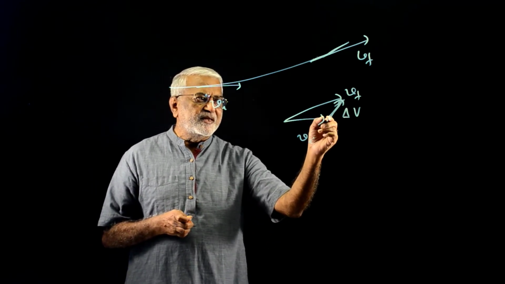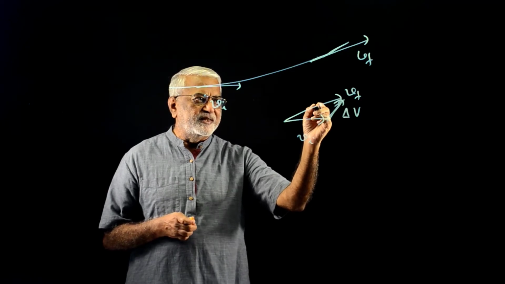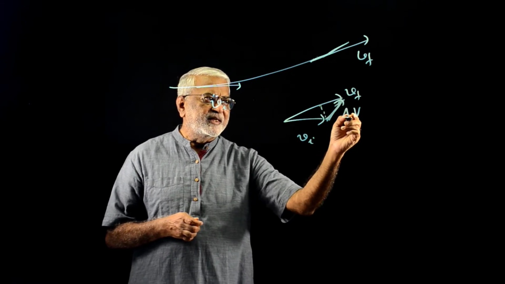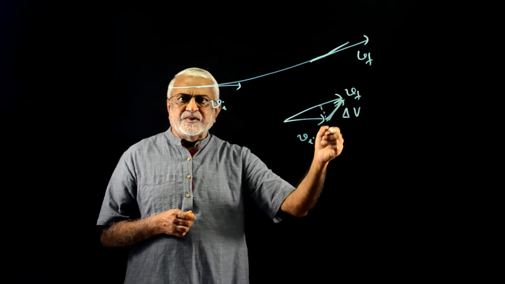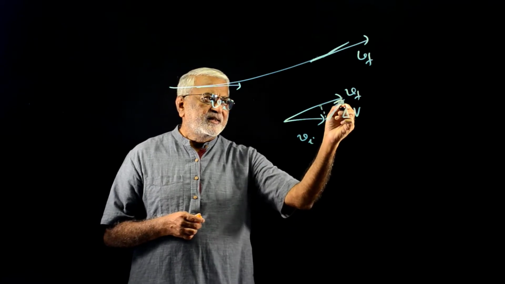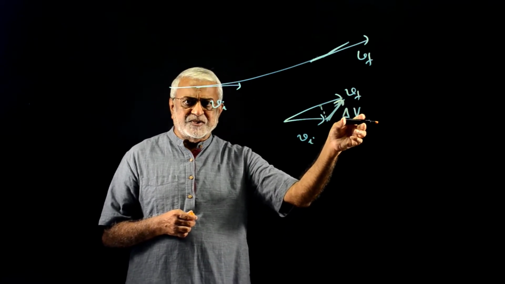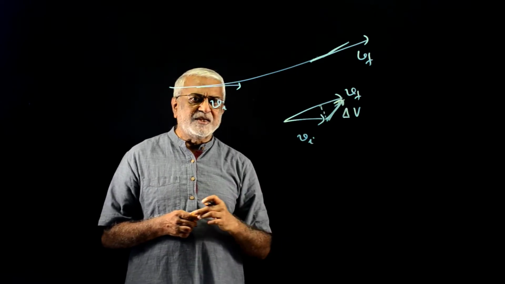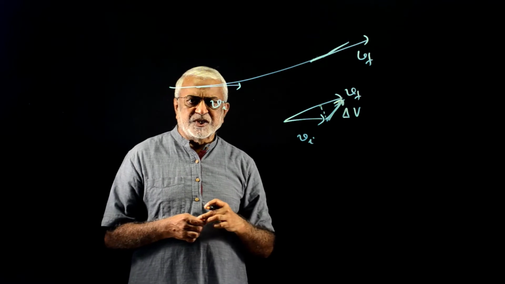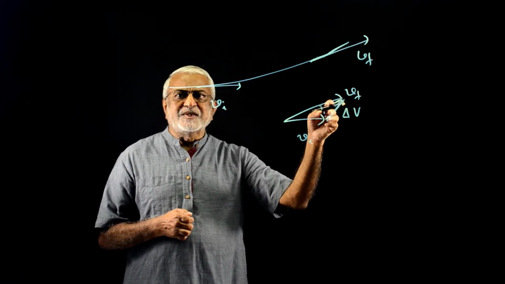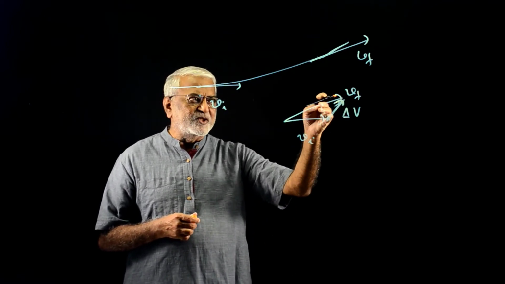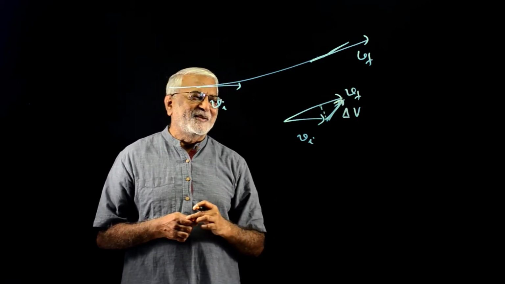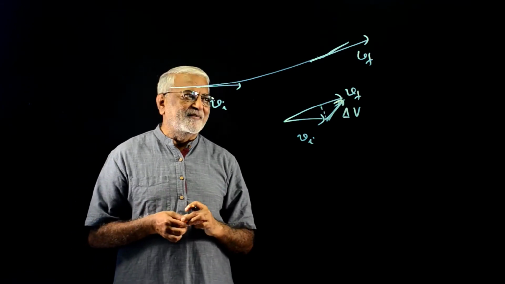What we could do is this. From Vf, let's cut off a length equal to Vi. This is Vi. So this will be delta V, change in magnitude of velocity. And this is the magnitude of the change in velocity vector. So we cut off from Vf a length equal to Vi. This is the change in magnitude of velocity, and this is the magnitude of change in velocity. I hope you appreciate the difference.